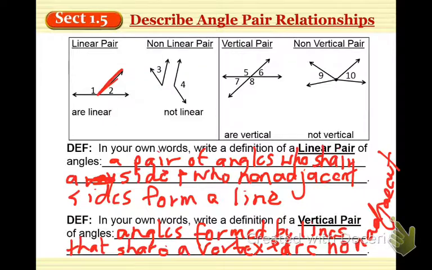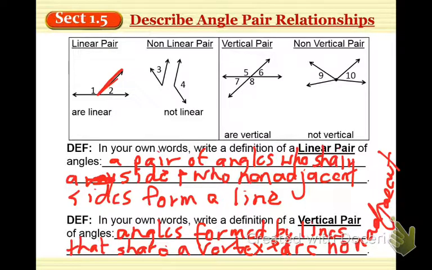All right? Angles, they're formed by lines. So we've got our straight lines. They're formed by lines that share a vertex. They share this vertex, but they're not next to each other. They're across from each other. All right? That's a definition of a vertical pair.